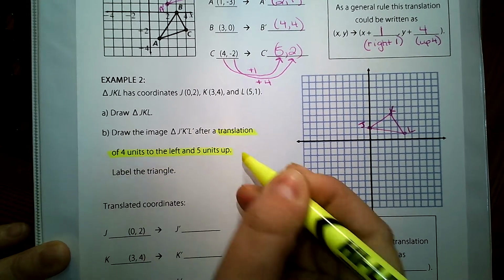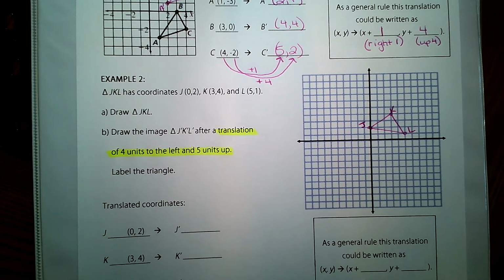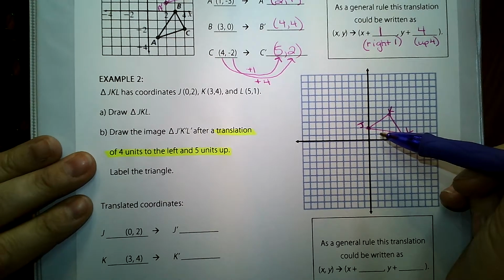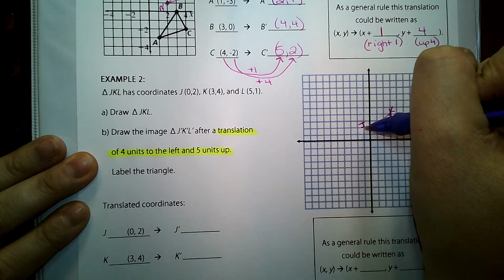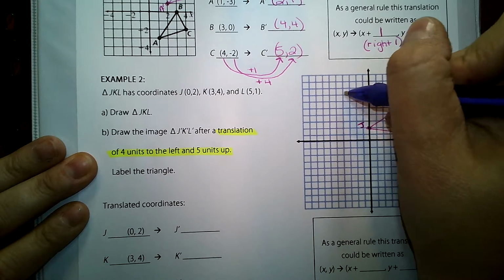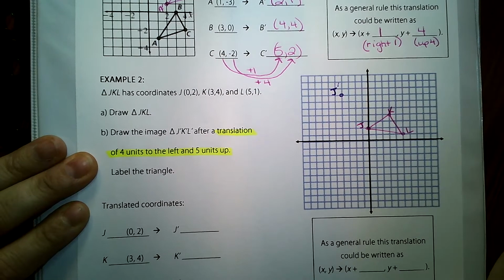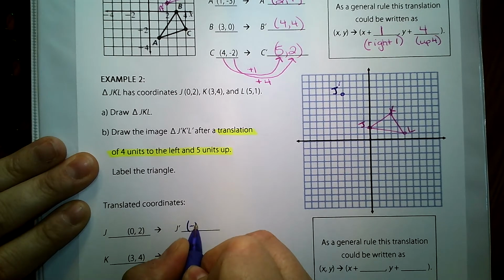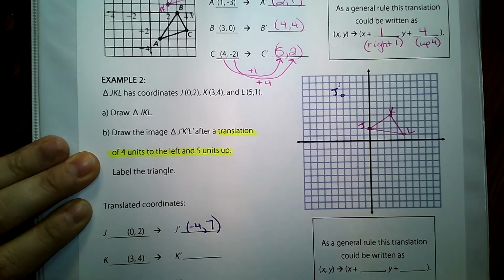Part B here says, draw the image of triangle JKL after a translation of 4 units to the left and 5 units up. Okay, so I'm going to switch up colors here so we can make a clear difference. Our original triangle I've done in pink, and I'm being asked to translate each point 4 units left and then up 5. I'm going to start with J. 4 units left, 1, 2, 3, 4, up 5, 1, 2, 3, 4, 5, plot a point. The translated location of J is -4 and up 1, 2, 3, 4, 5, 6, 7. -4 and up 7.